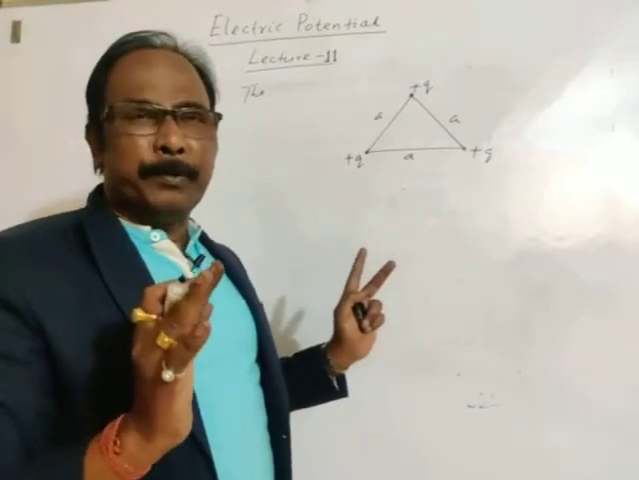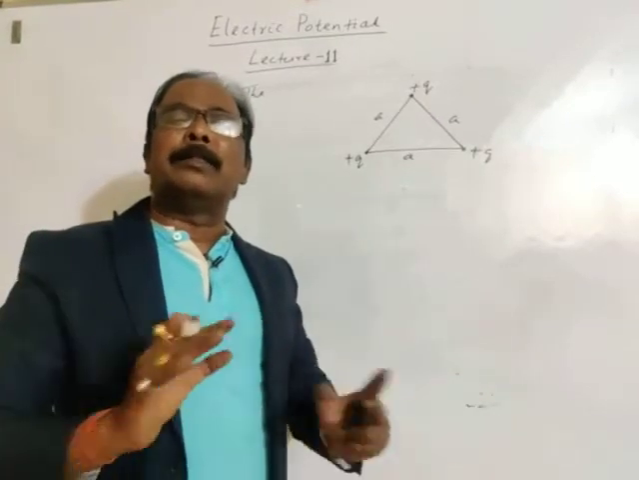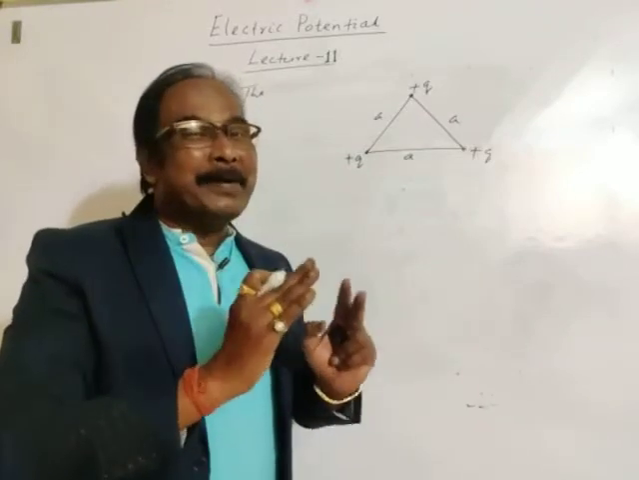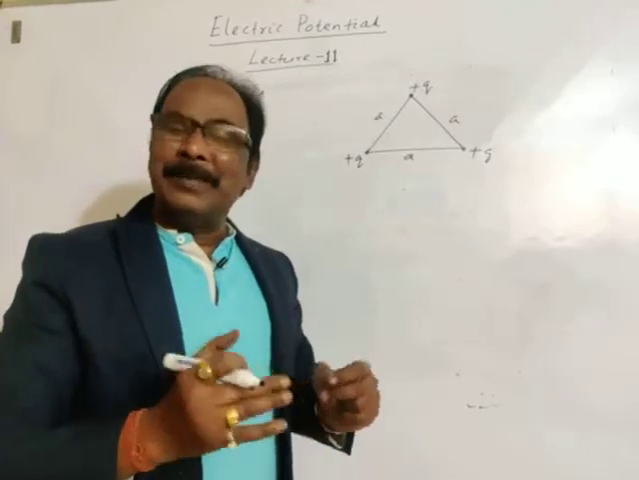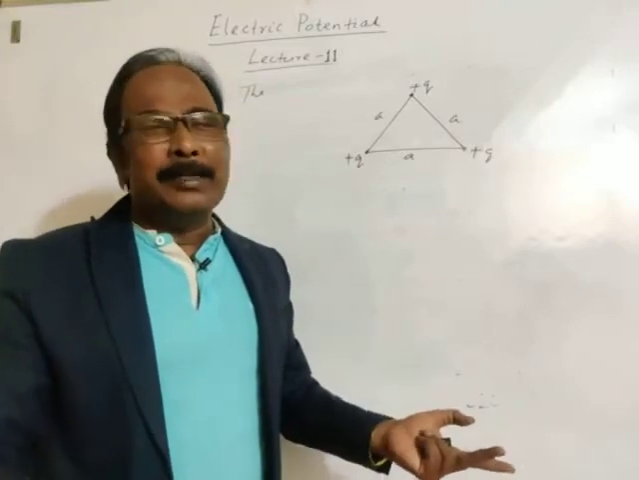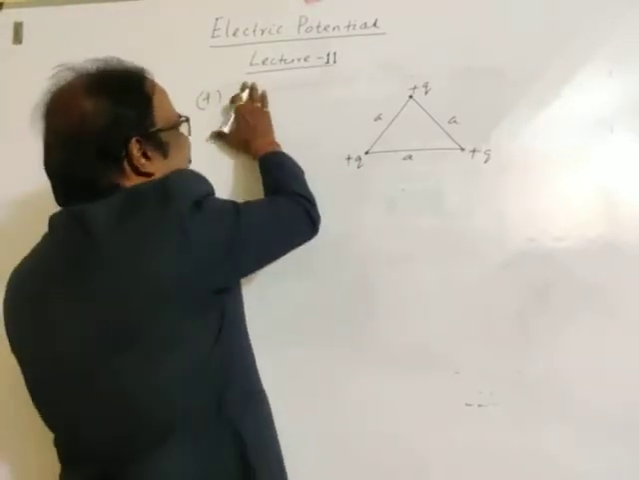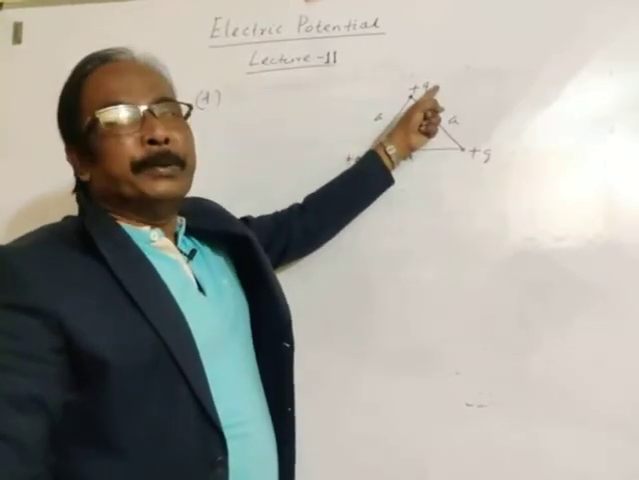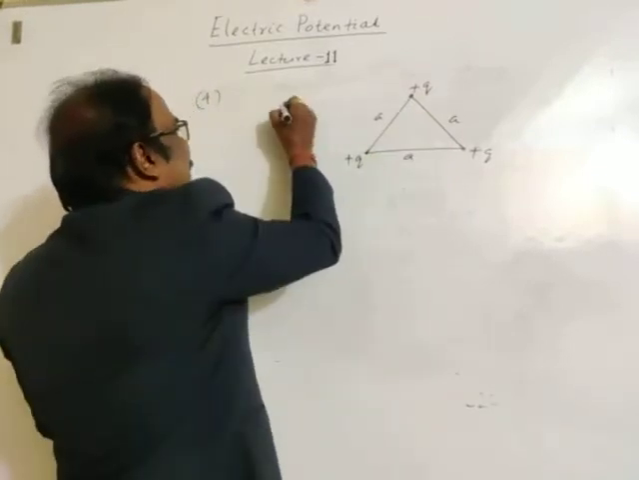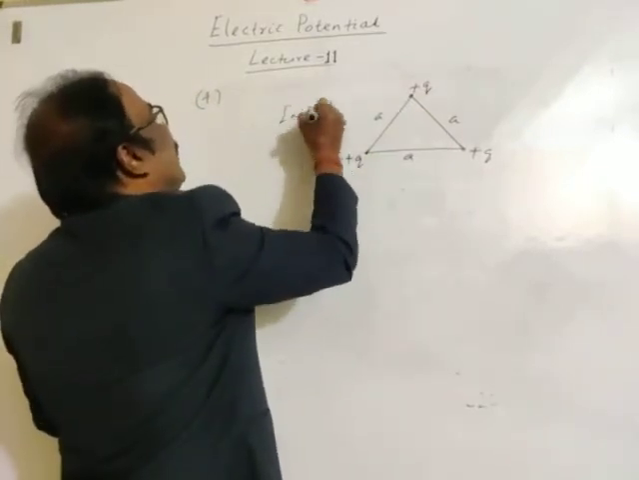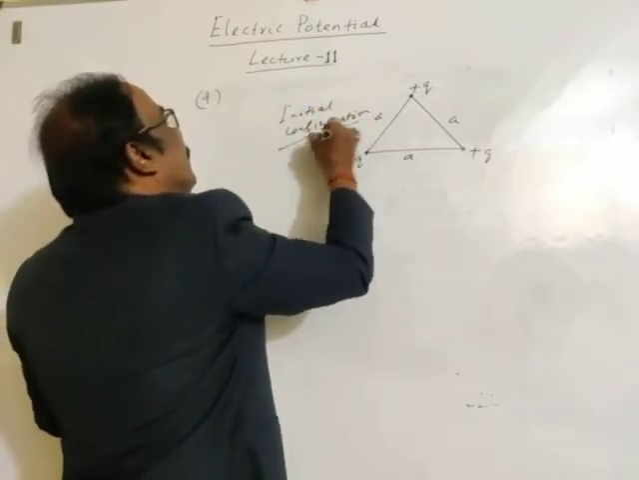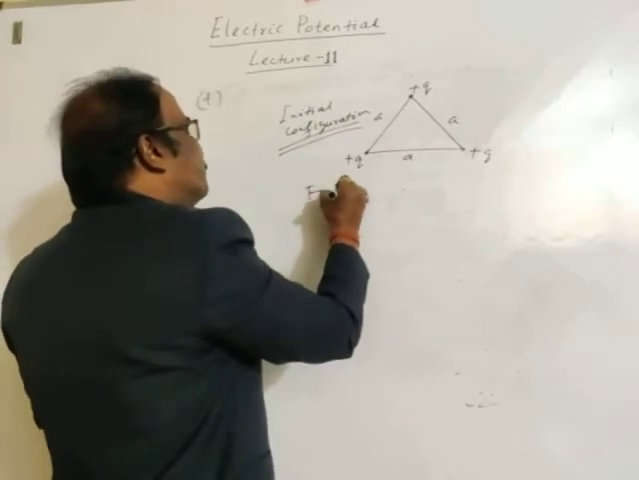Follow the general principle. The basic idea: potential or potential energy depends on the sign of the charge. If the charge is positive, take the positive sign. If the charge is negative, then take the negative sign. Simple. So initially three charges Q, Q, Q are at the three vertices of an equilateral triangle of side A. This is the initial configuration, and I will represent the final configuration.